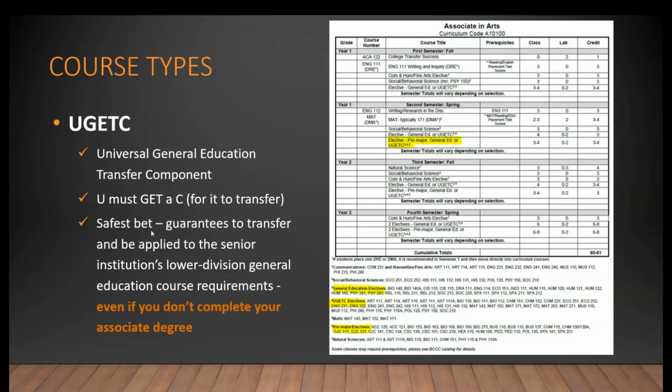UGETC is just an acronym for Universal General Education Transfer Component. And that's just a fancy way of saying that this is a universal course. It is guaranteed to transfer and be applied to your senior institution. That means your four-year college or university. It's guaranteed to transfer and be applied to the senior institution's lower division general education course requirements, even if you don't complete your associate degree. That's really important. Now, there are requirements. You must get a C. That's an easy way to remember UGETC. You must get a C for it to transfer. But this, I would consider, whenever you're making choices about which course to take, if you have the option to take a UGETC course, it's going to be your safest bet because you know it's going to transfer.